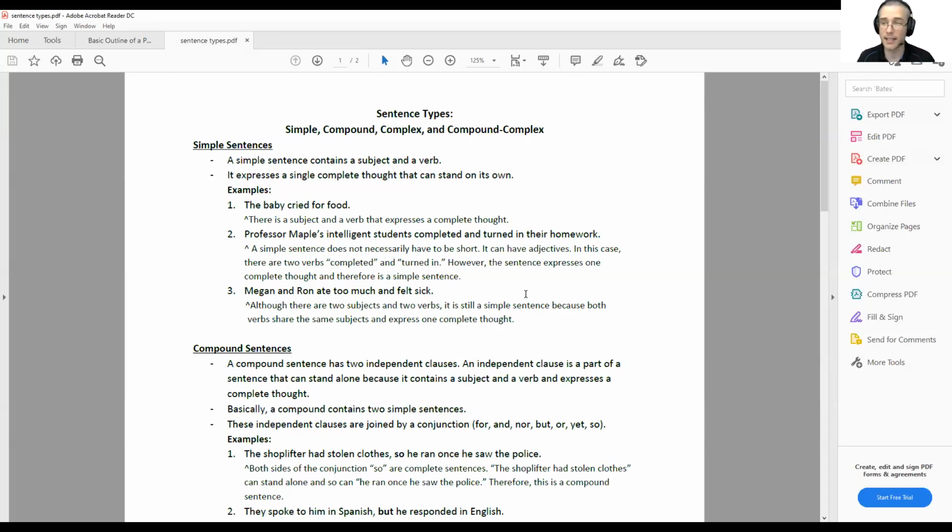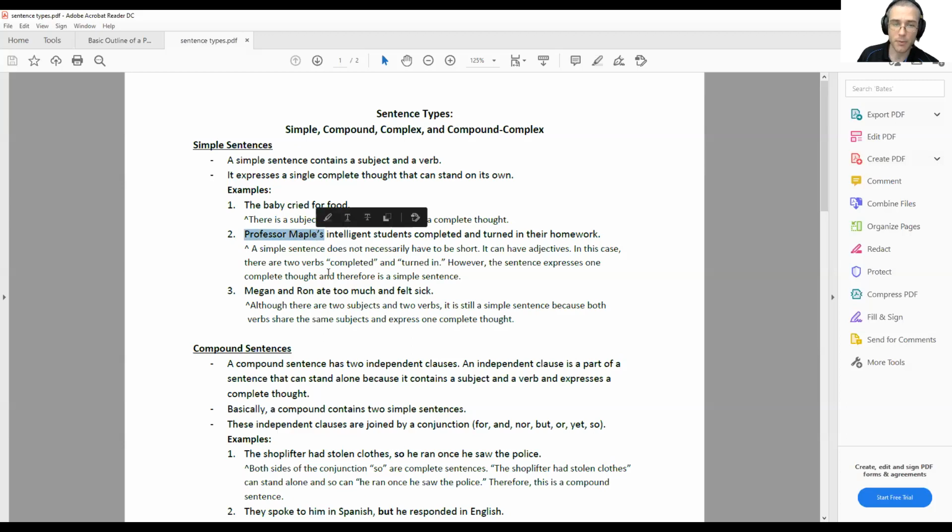Now, simply because it is a simple sentence does not mean that the sentence itself cannot be somewhat, well, lengthy. I won't use the term complex because the complex sentence is a specific kind of sentence to be distinguished from the simple sentence. So another example of the simple sentence would be: Professor Maple's intelligent students completed and turned in their homework. That too is a simple sentence.